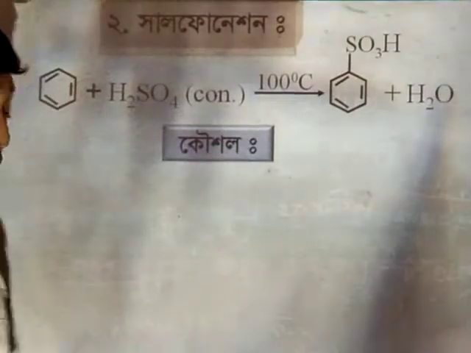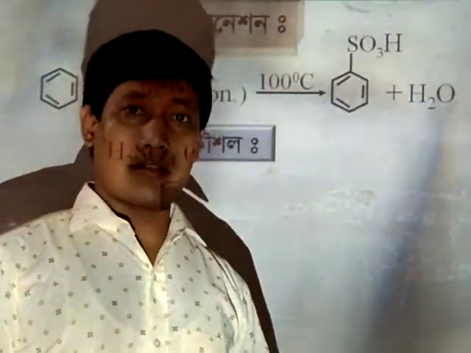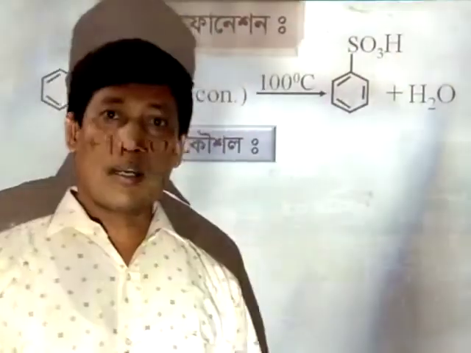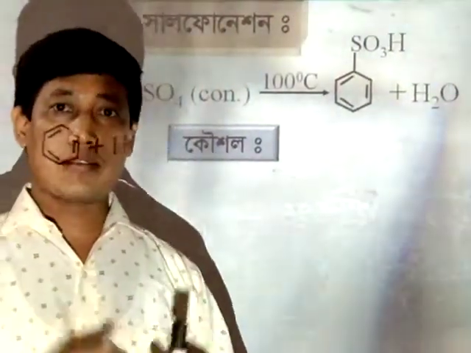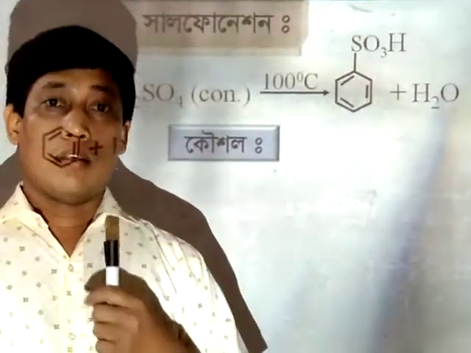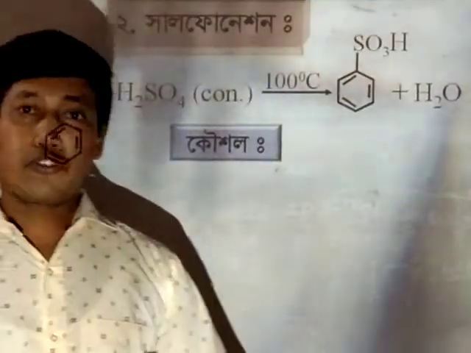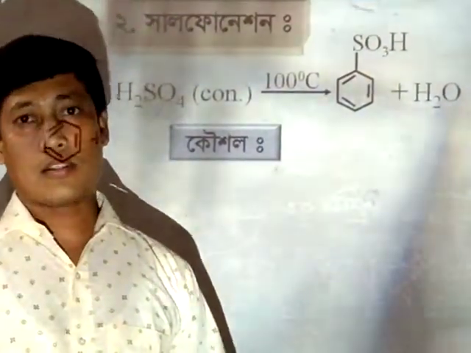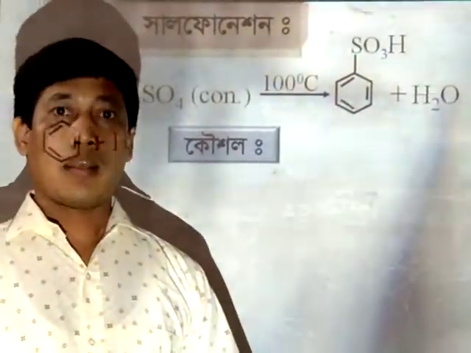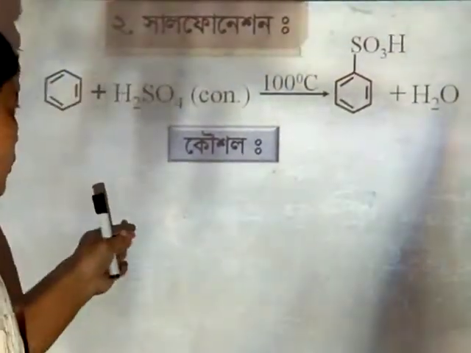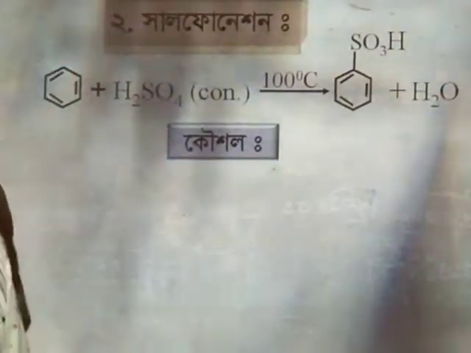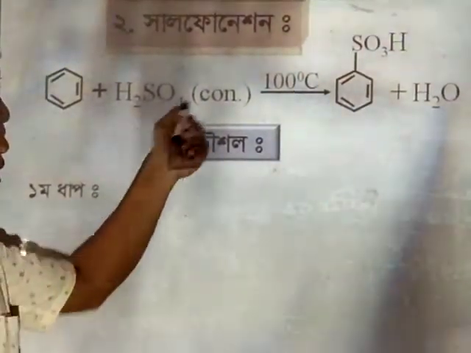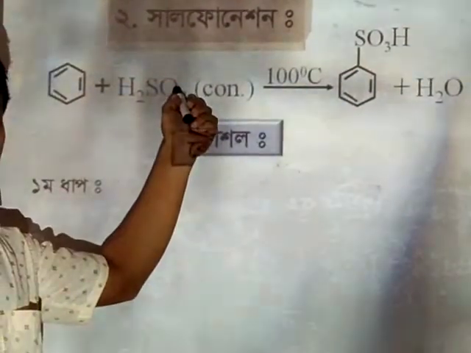Dear student, in our previous classes in the nitration reaction we have seen that this electrophilic substitution occurs in 3 steps. The first step was the preparation of electrophile. The second step was preparation of sigma complex, and the last step was elimination of proton. In this way we will see the mechanism of this reaction. So in the first step, here sulfuric acid is the reagent of this reaction.